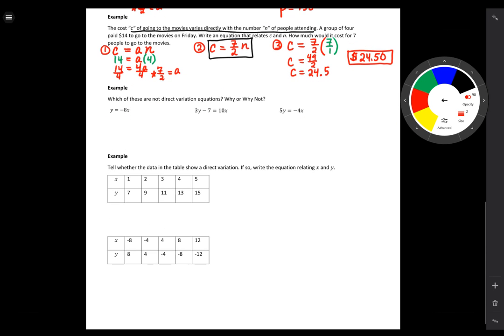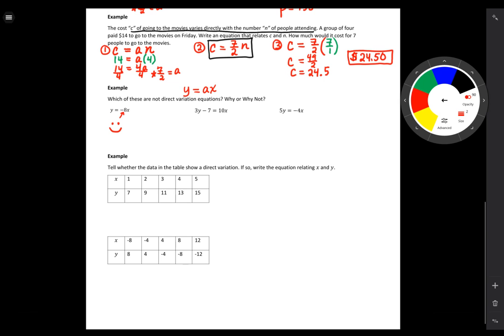Okay, on your worksheet you'll be asked which of the following equations are direct variation equations. They have to be in y equals ax form. Why or why not? So let's look at the first equation. The first equation looks like it is direct variation because this is the constant of variation. That's A, so yes, it is.